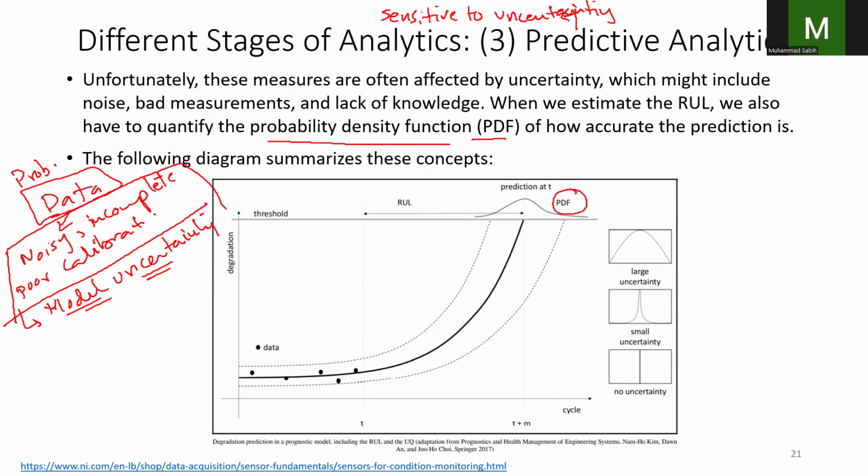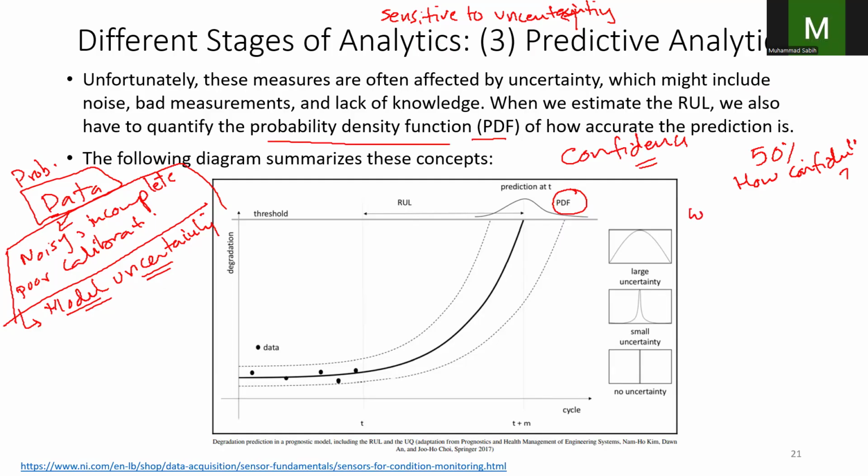For example, when we are estimating the remaining useful life, we don't want just a single number. We also want to understand there is something called confidence. For example, you tell me this valve's remaining life is 50%. So how confident are you on this value? We need to understand how confident we are in any prediction.